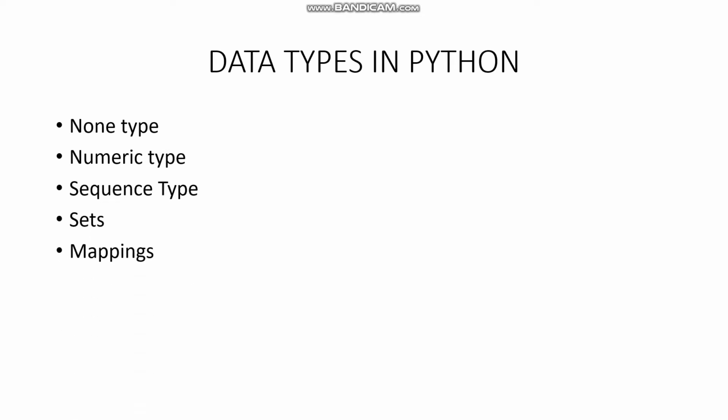In the same way, in Python we have different types of data. There are totally 5 types of data. The first one is none type, the second is numeric type, then sequence type, then sets, and then mappings. In this video we'll talk about none type and numeric type, so it's like part one. In part two I'll talk about the rest of the types.